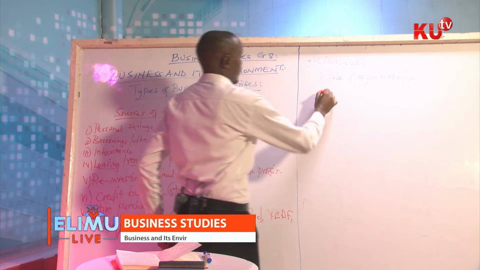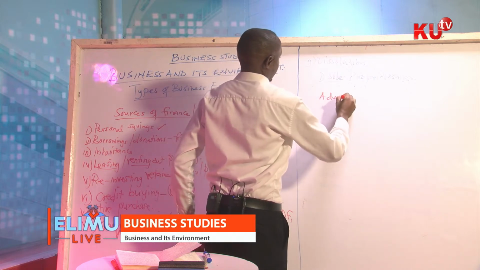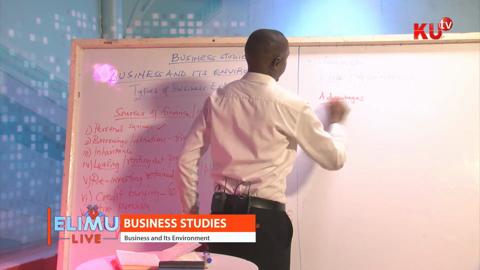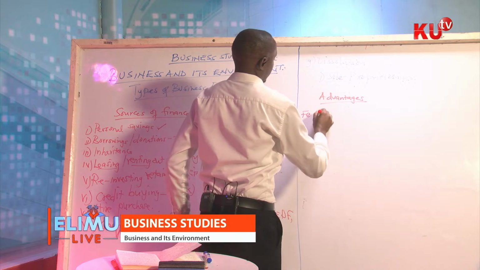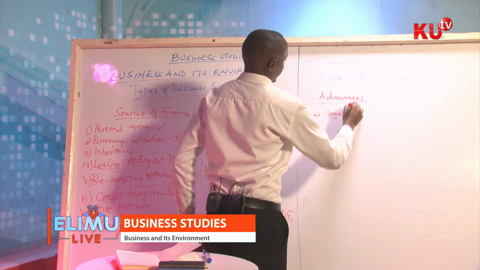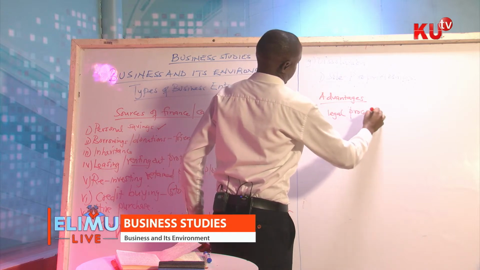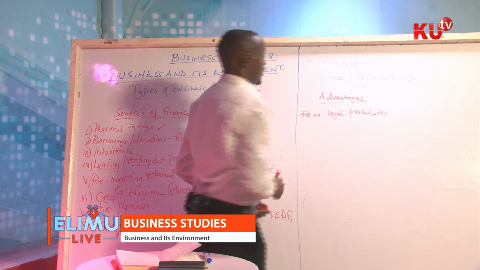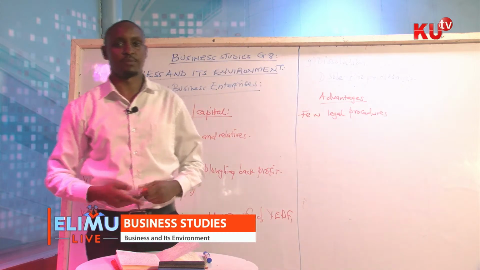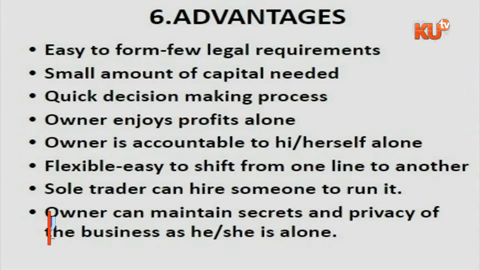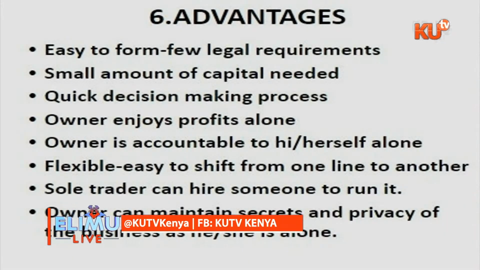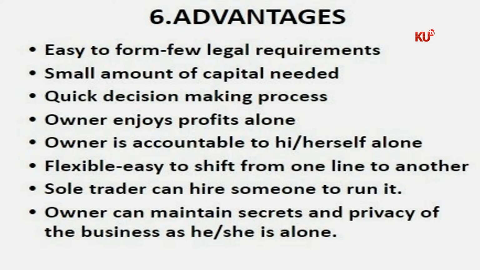The first advantage is that there are few legal procedures to start and run a sole proprietorship. We have said that what you need is just a certificate of registration, and then you are good to go. The other advantage is that it requires a small amount of capital.